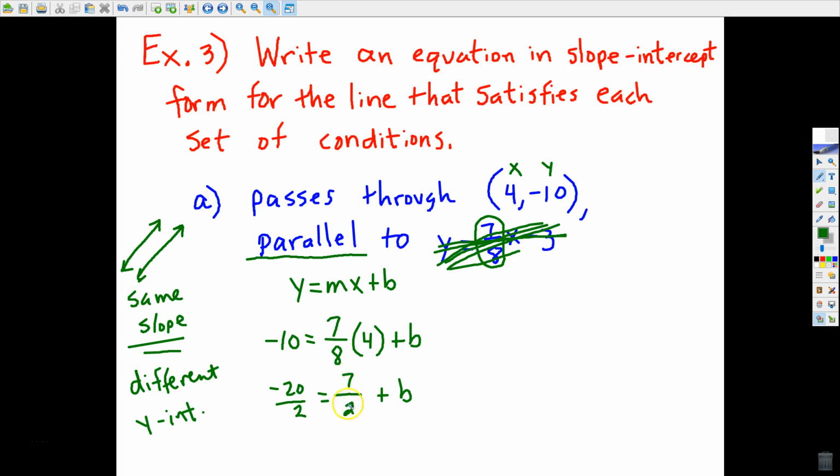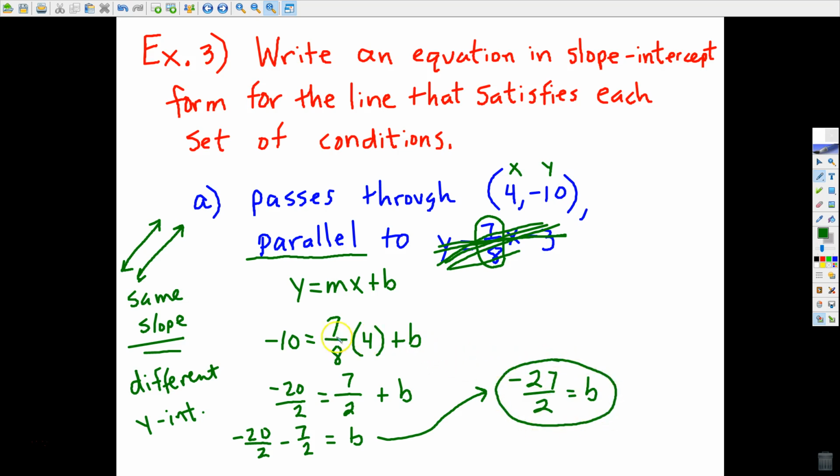And now I'm going to solve for b, subtract 7/2 from both sides. I'll just show it like this. Okay, I subtracted 7/2 from itself and got 0 plus b. Now put these together and you get -27/2 is equal to b. Okay, so now we're ready to write our final answer. Our final answer, remember, is going to be an equation, and I want all of your answers to be in slope-intercept form. No need to write that again, I guess.